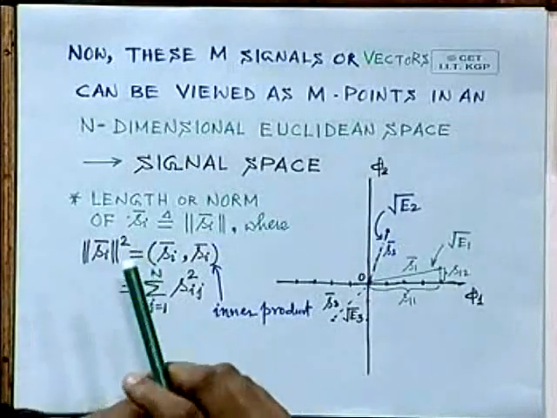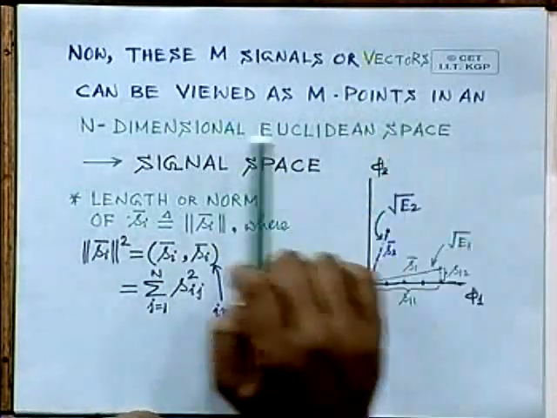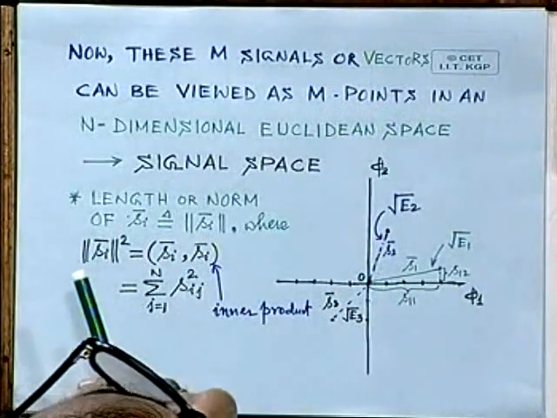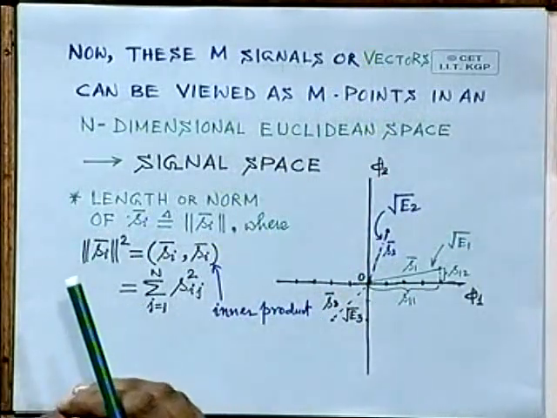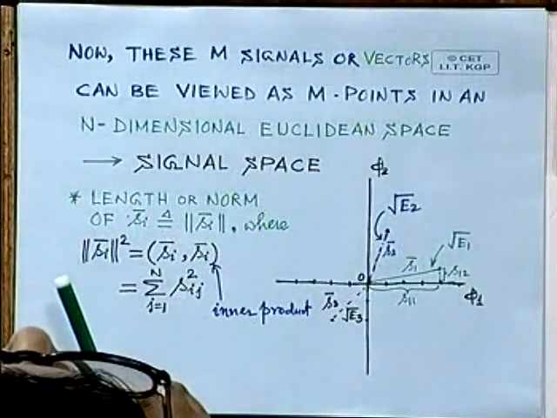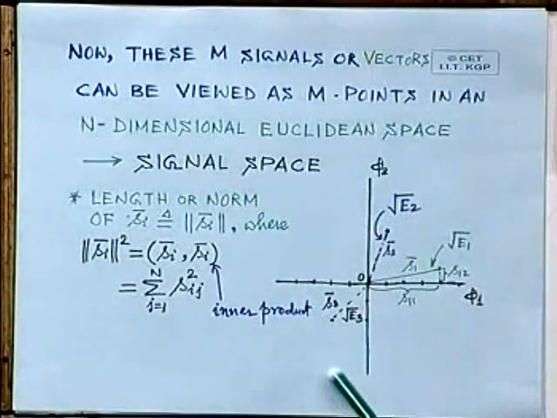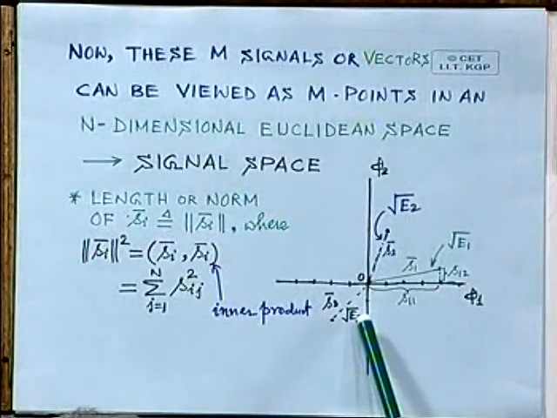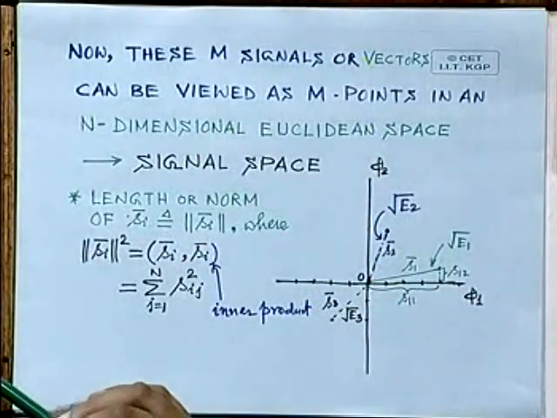So, we try to show these M signals or vectors equivalently in an N dimensional Euclidean space. Why Euclidean? Because the dimensions are orthogonal to each other, is it not? I have got here one diagram really, which should be somewhat self explanatory. You just look at this diagram.